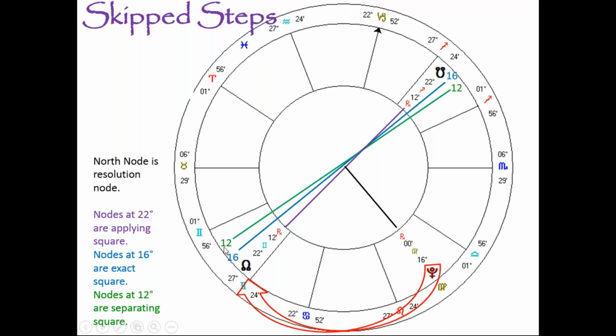But the 12-degree example, the north node's here. It is a first quarter square to Pluto. And if we start with Pluto and go all the way around, over 3/4 of the way around the circle to the green line here of the south node, it is the last quarter square. It's beyond the 270 degrees.